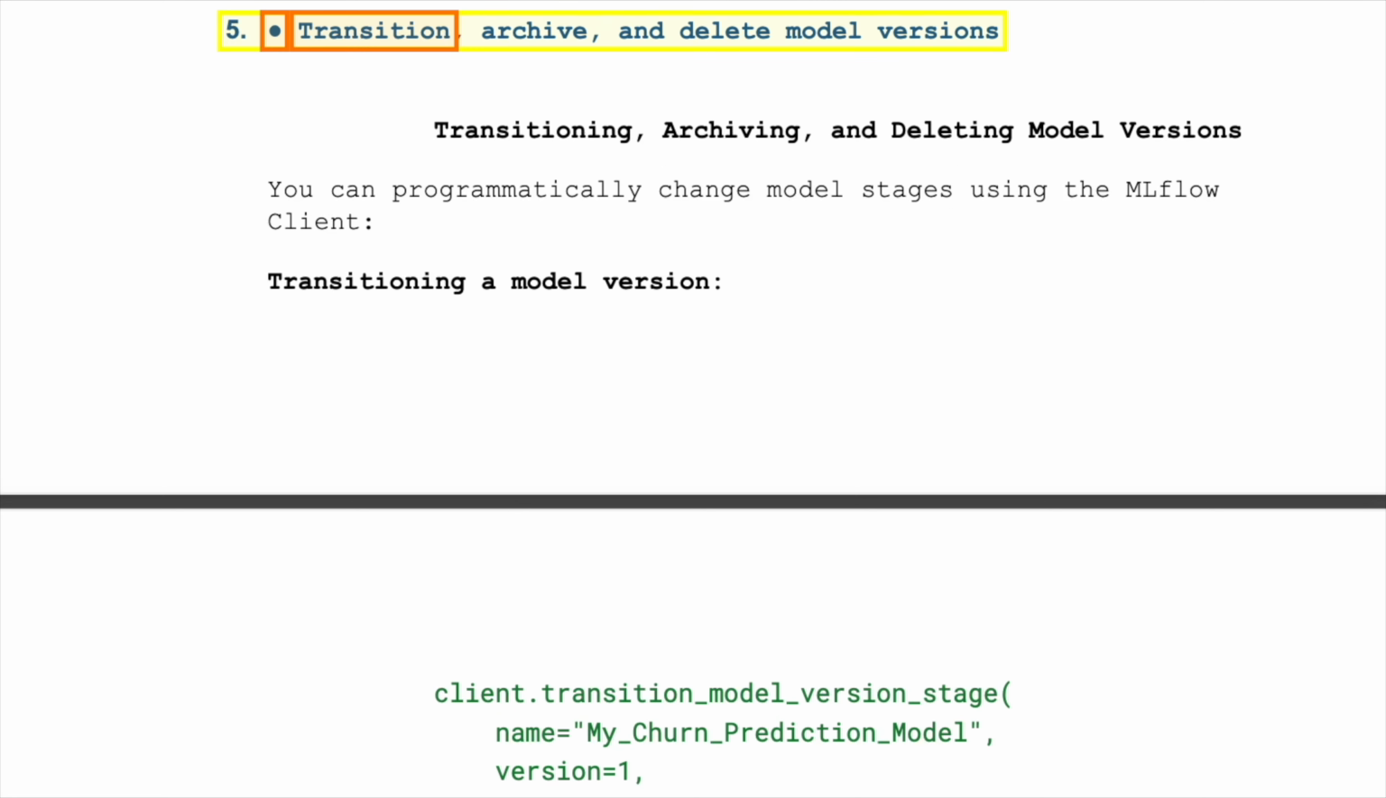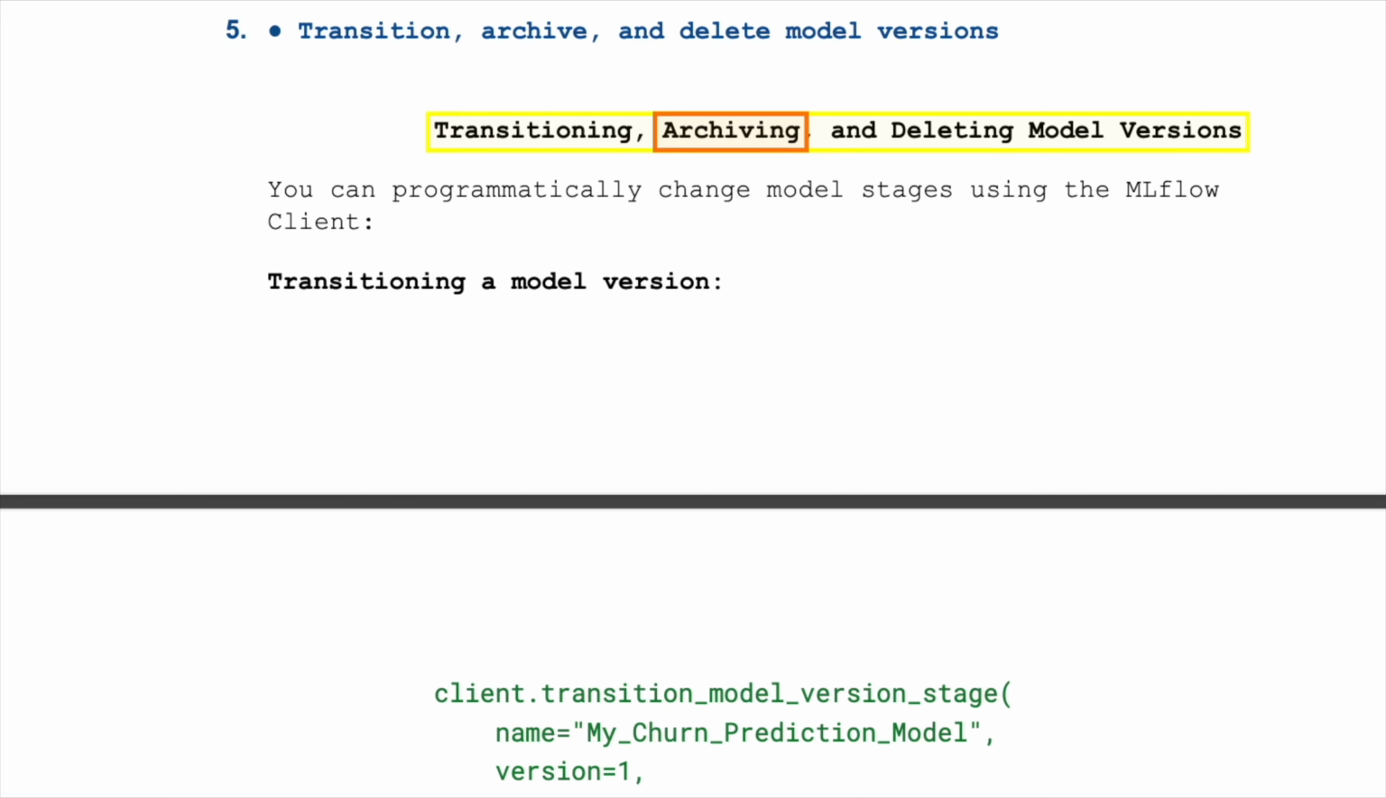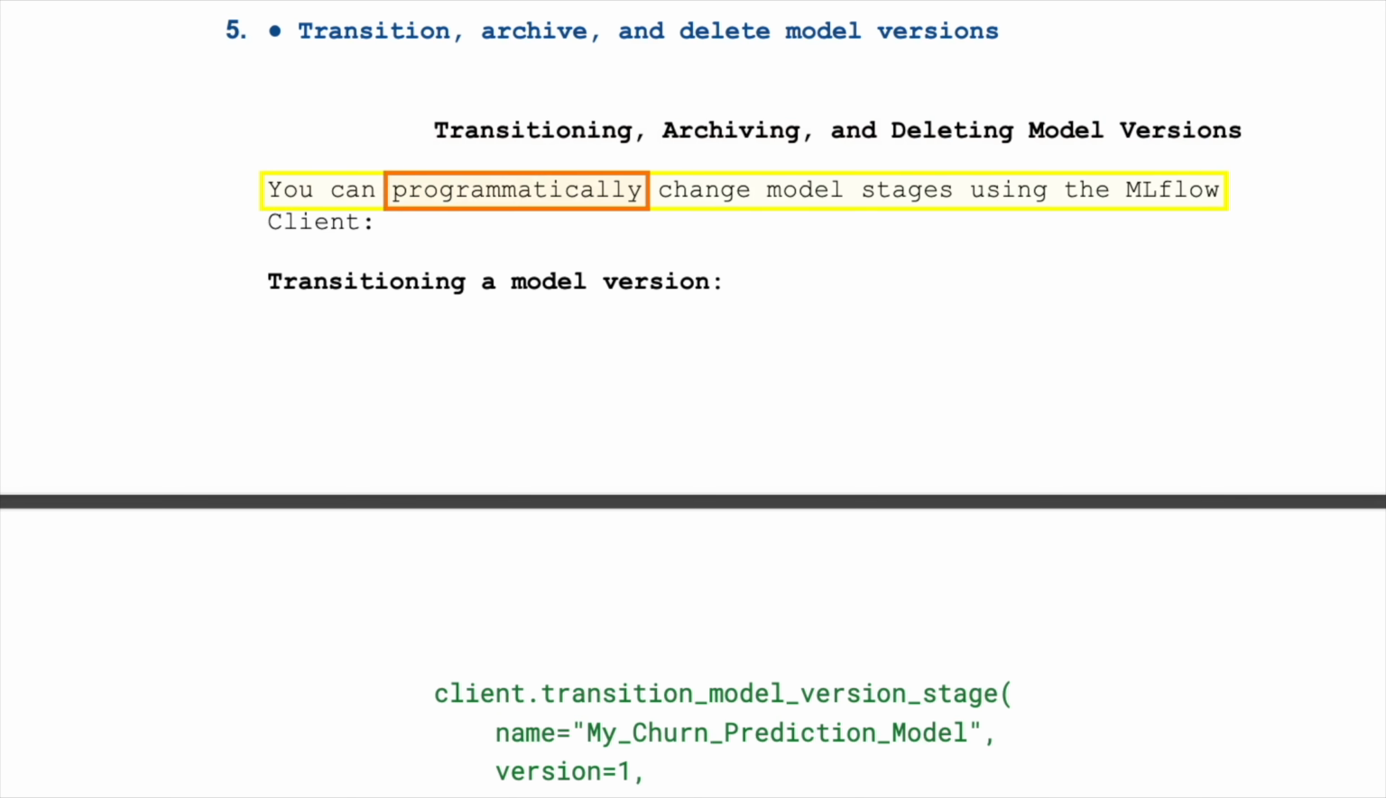5. Transition, archive, and delete model versions. Transitioning, archiving, and deleting model versions. You can programmatically change model stages using the MLflow client. Transitioning a model version.